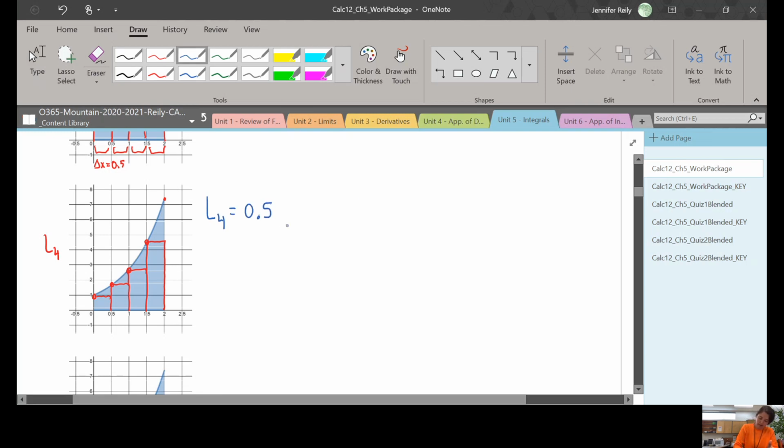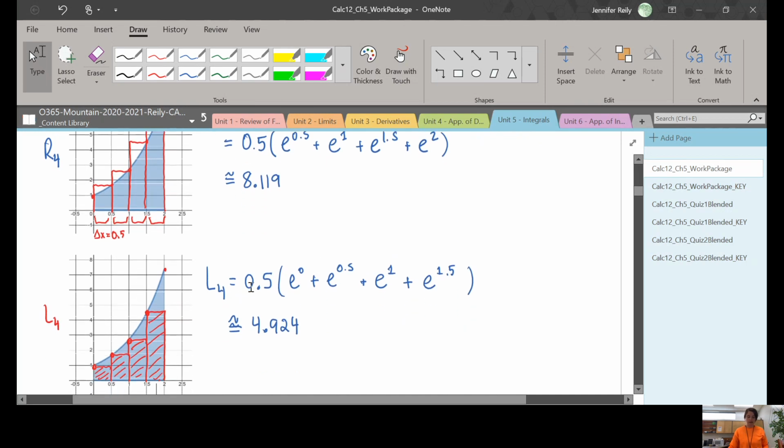So I'm just going to use this little trick where you factor that out. So that's the width of every rectangle, and then I'll just write down the height. So the height of the first rectangle is e to the 0, which is just 1. The second one is e to the 0.5. Third one is e to the power of 1. And last one is e to the power of 1.5. And if you type that in, you get 4.924, which obviously is an underestimate because there's a lot of space left over once we do this area. So the real area is somewhere between 4.9 and 8.119.